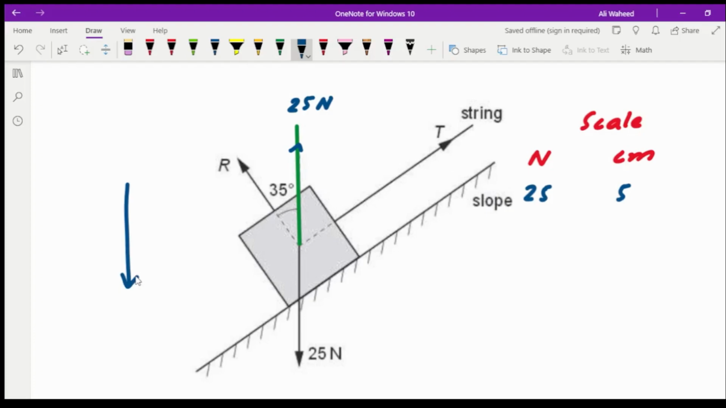Then you draw the next vector according to the same scale, and then you draw the third vector according to the same scale. So this is a method of scale, but for this one, I mean, it is very easy if you solve it mathematically instead of the method of scale.